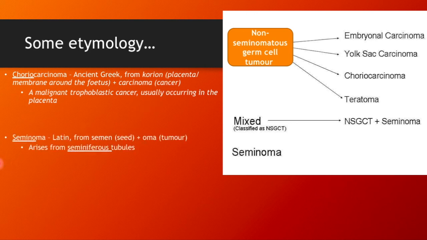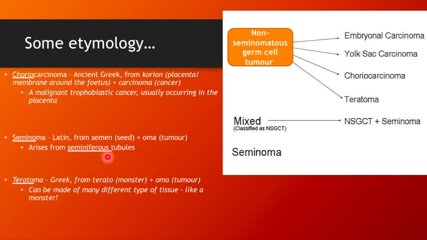Seminoma, on the other hand, which we already met, comes from Latin, from semen, seed, and oma, which is tumour. They're tumours that arise from the seminiferous tubules. And finally, my favourite are teratomas, which are formed from a mass of cells inside a body, which form when the mass of cells inside a body grows into different tissue types. Some can even include bones and nerves and hair. Hence aptly named monster tumour from the Greek terato, meaning monster, and oma, meaning tumour.